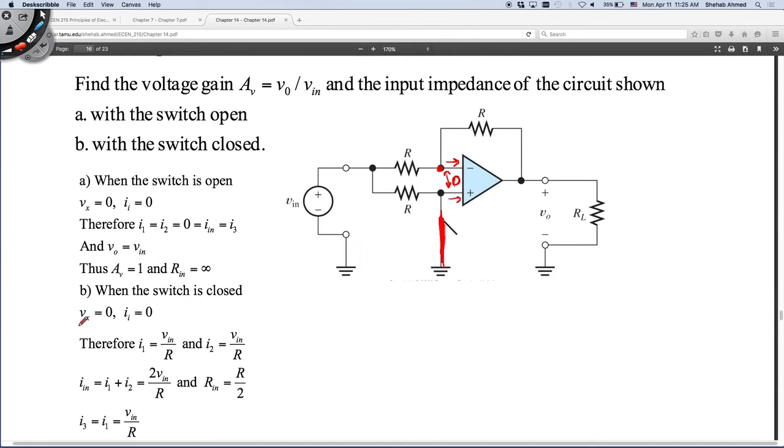So Vx is equal to 0, and I input is equal to 0. So what is I input here? I input is equal to V input. Remember, this is a loop, and this is a loop.